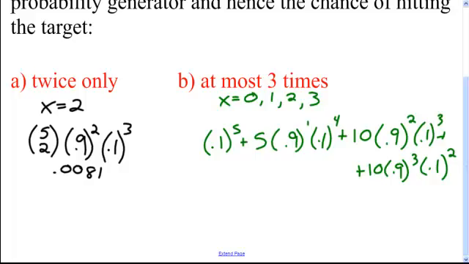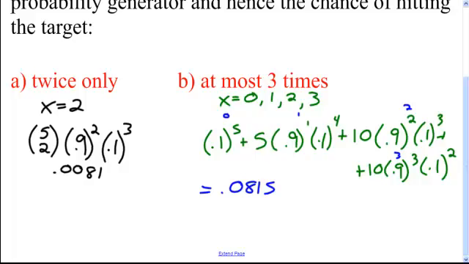So that adds up each of the individual pieces. So this is for hitting it 0 times, this is for hitting it once, this is for hitting it twice, and this is for hitting it 3 times. So when I add all of those up, I get 0.0815. So the probability is 0.0815 or 8.15%. That's the harder way to do it.